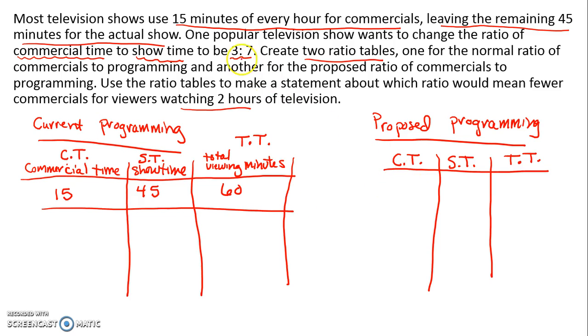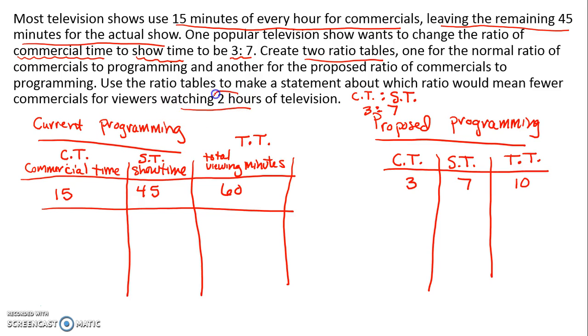They want to change commercial time to show time to be 3:7. And we're trying to figure out, does that mean we're going to be doing more commercials, having to watch more commercials, or fewer commercials while we're watching our favorite TV shows? So it's 3 to 7, and the total time, 3 and 7, would be 10 minutes. Okay, so 3 out of every 10 minutes would be a commercial. Right now, 15 out of every 60 is a commercial. All right.